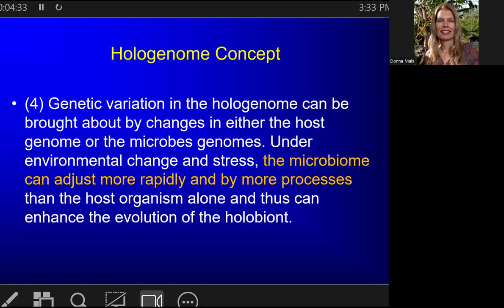The fourth concept: genetic variation in the hologenome can be brought about by changes in either the host genome or the microbe genomes. Under environmental change or environmental stress, the microbiome can adjust more rapidly and by more processes than the host, and so can enhance the evolution of the holobiont. This is true for us too.